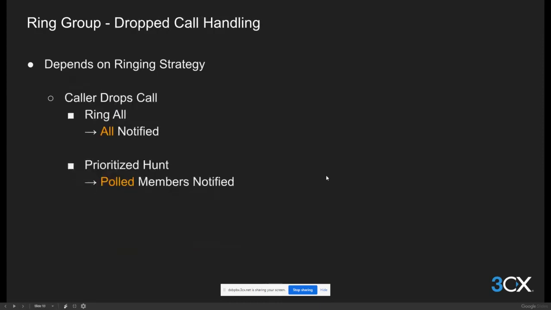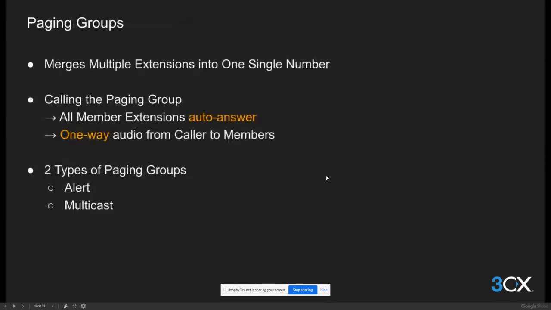Dropped call handling, yes, if the user drops the call. Okay, if the caller drops the call and it is ring all, every agent will get notified. But if it is prioritize hunt, only polled members get notified. That means if we have 5 members and it was ringing up to the second member, then the caller disconnects the call, only these 2 will get notified, the rest will not. Okay, so that was the ring groups.